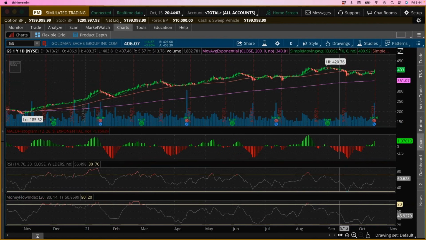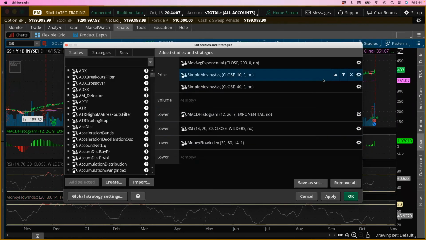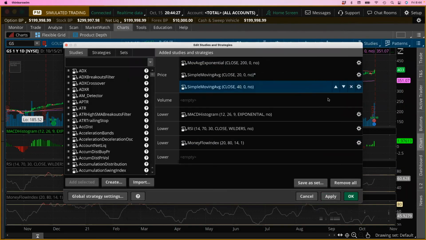And we're going to change studies from 10 and 40 to, and this is, by the way, when it comes to swing trading, I'm talking about like 7 to 14 days, 20 and 50.